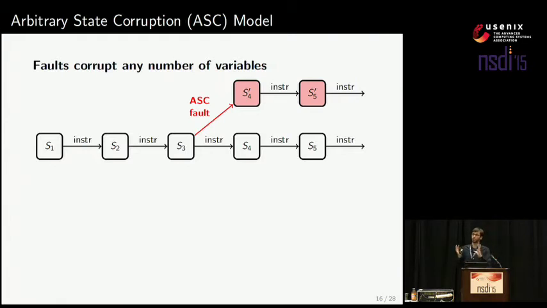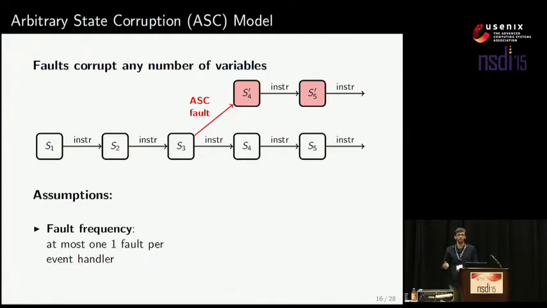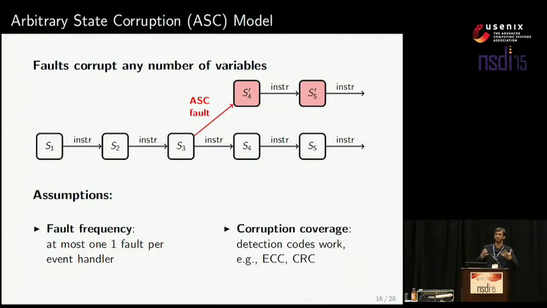So we restrict the ASC faults with a set of assumptions that we believe to be realistic. First, we have a fault frequency assumption. You can have as many faults as you want in one execution, but we assume that within one event handler, we can have at most one fault. This fault can still corrupt as many variables as it wants, as long as the second assumption holds, which we call corruption coverage. Corruption coverage means that you have state and you have redundant state, and if the fault corrupts both, you can detect it. In other words, it means that if you have error detection codes in place, they work.